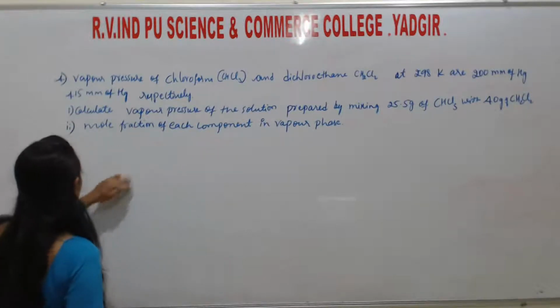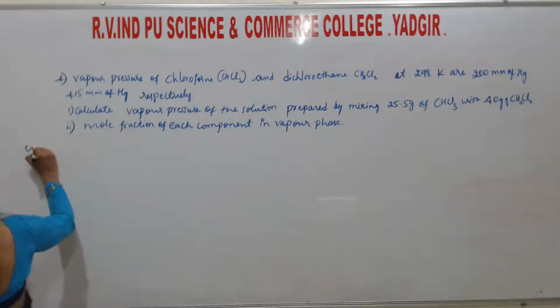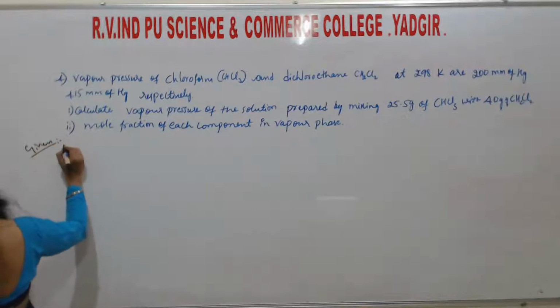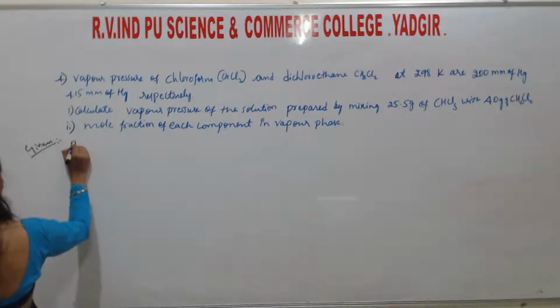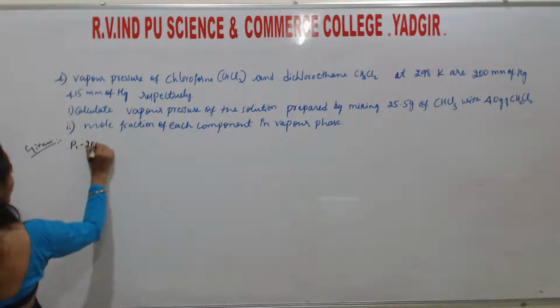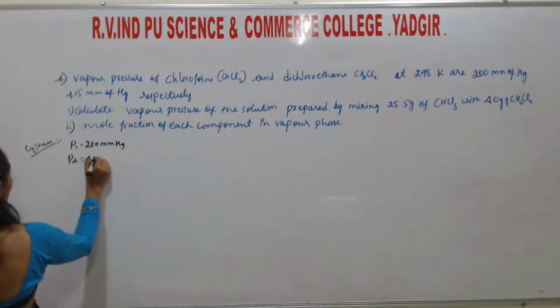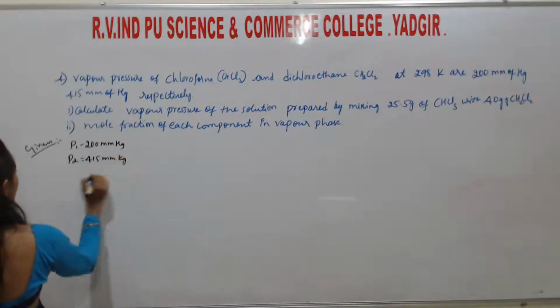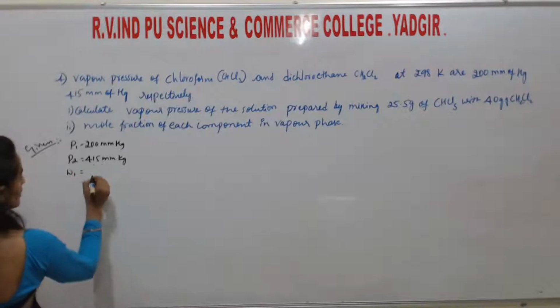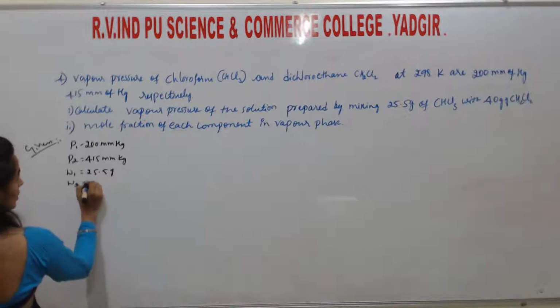How we have to calculate? First, you write what are the given values here. Given values are P1 value, that is 200 mm Hg, P2 415 mm Hg. The given W1, that is 25.5 gram, and W2, that is 40 gram.